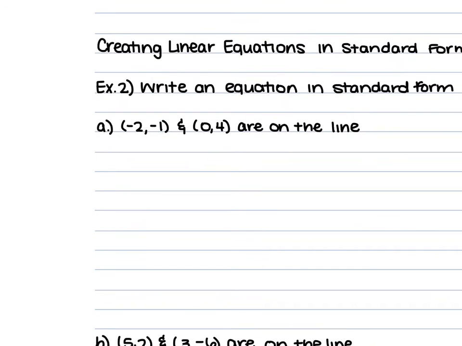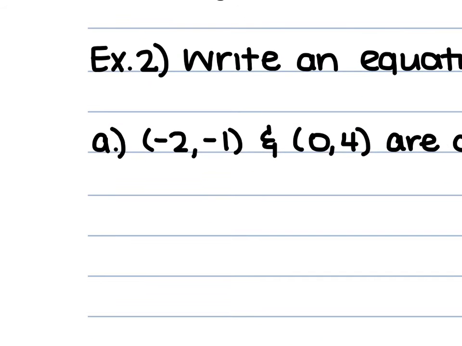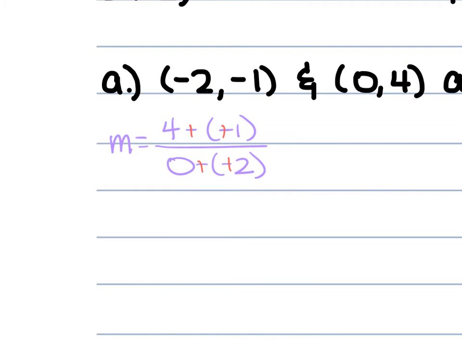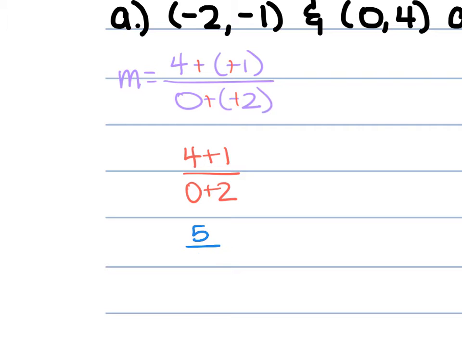For example 2, we are given 2 points. So what we first need to do is find our slope. So find your slope. We're going to have 4 minus -1 over 0 minus -2. Two negatives turn into positives. So this is 4 plus 1 over 0 plus 2. 4 plus 1 is 5 over 2 is our slope. So 5 over 2 is our slope.